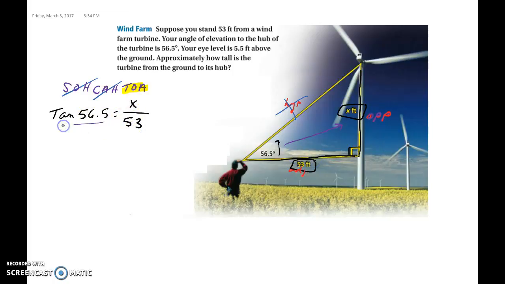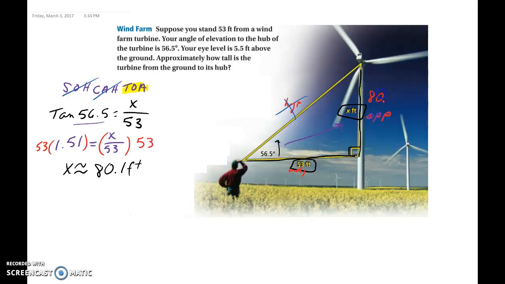We will then plug in tangent of 56.5 into our calculator, and it will be 1.51 is then equal to x over 53. We will then multiply 53 to each side. And remember, when we do this, you must plug this answer into your calculator. And then from here, we will have that x is approximately equal to 80.1 feet. So that means this here is 80.1.